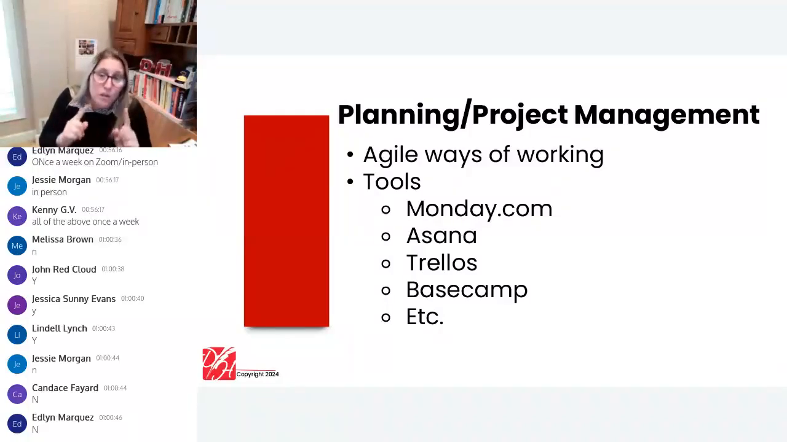A few of you said, when you were talking about the roles and the skills that you would put on your team working agreement, project management. That's my second professional passion. I love talking about agile ways of working.